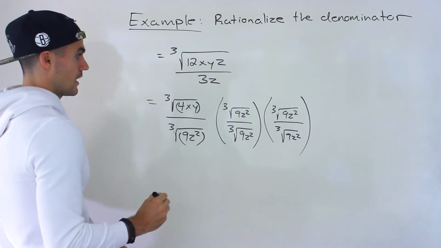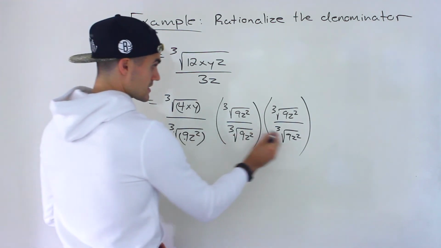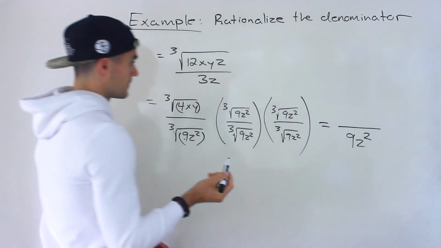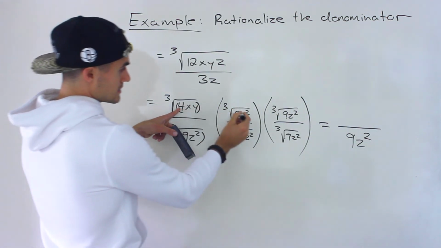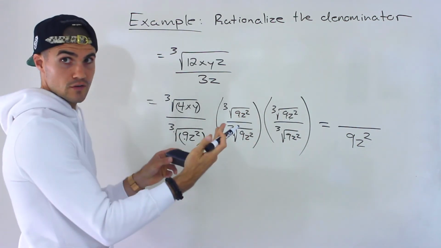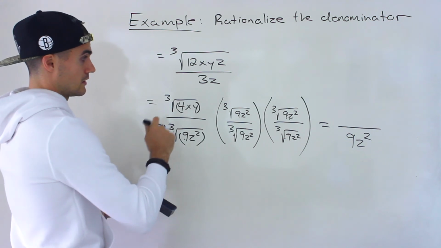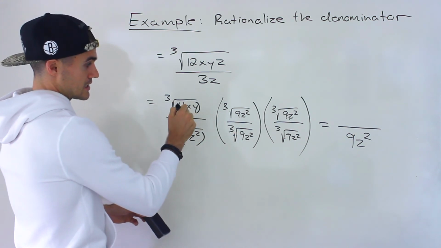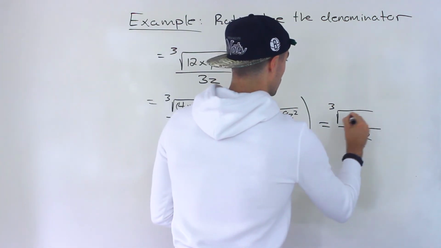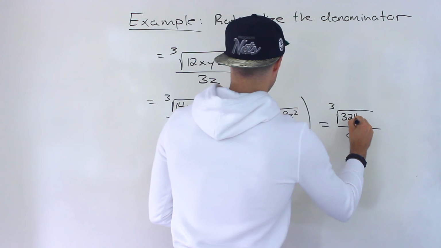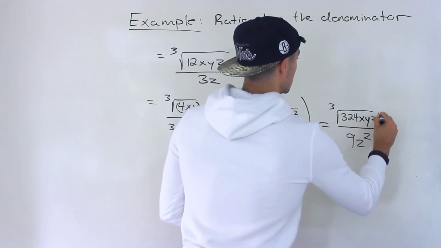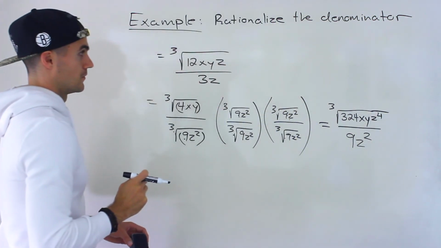Okay, what would happen here now? This times this times this would obviously give us 9z squared. But then we got to multiply the 4xy times this times that. So notice 9 times 9 would give us 81. And then 81 times 4 would give us 324. So we'd have the third root of 324xyz to the power of 4.